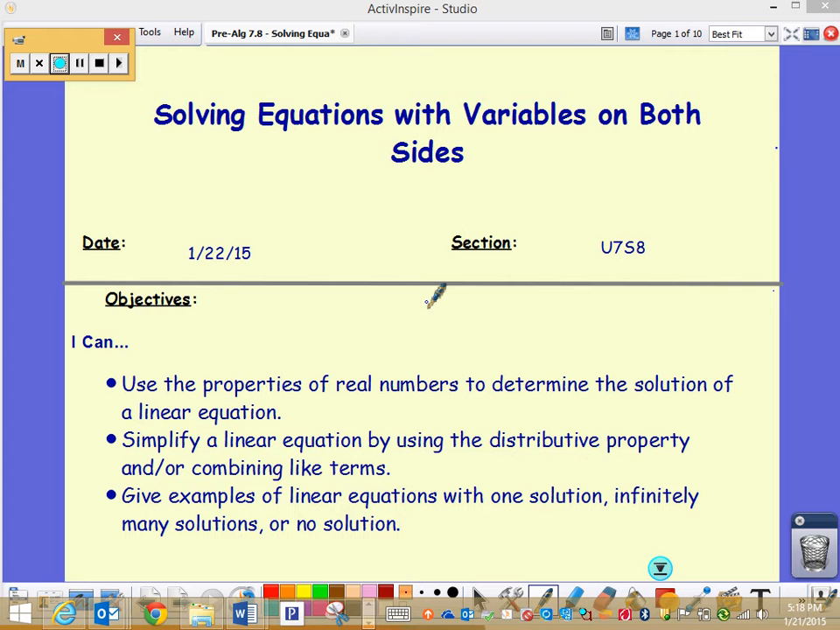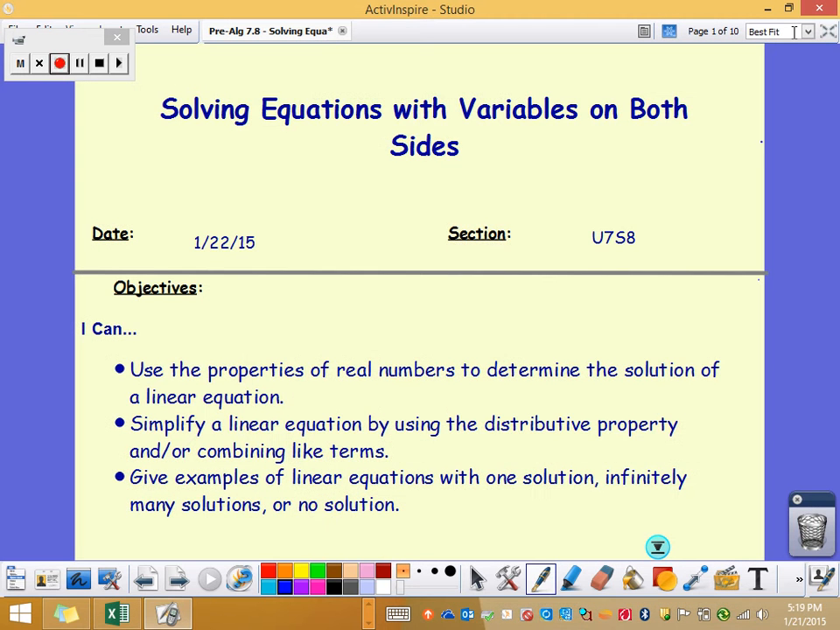Today we are on lesson 7.8, solving equations with variables on both sides. We are going to jump right in today on page 31 of your note packet. Let's see here if I can make this bigger. There we go.